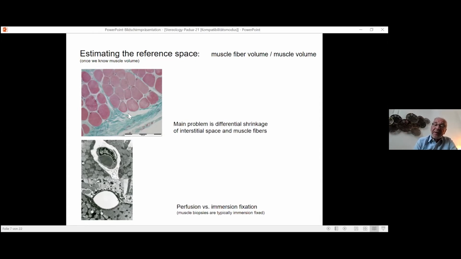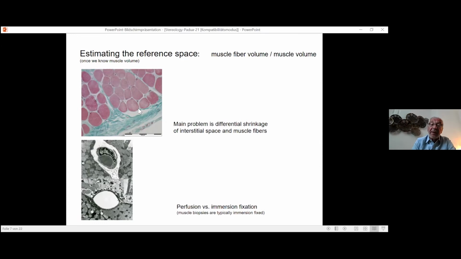And it is becoming quite obvious that this can be a problem because, as you can see in this picture, this is a picture of human muscle tissue after a biopsy. And this is animal tissue fixed by perfusion. And you can see that the interstitial space in biopsies is unreliable because you have differential shrinkage of the interstitial space and the muscle fibers. So there is a problem that you have to solve.